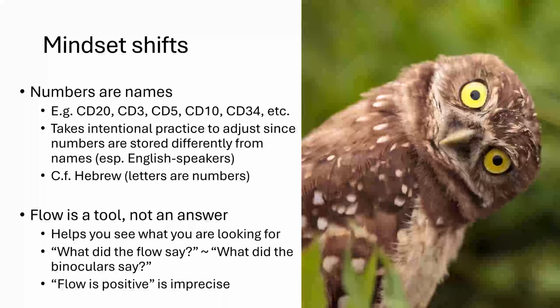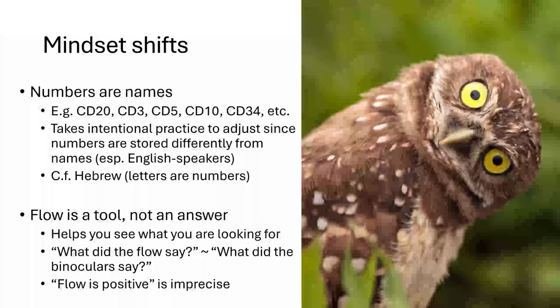Consider some mindset shifts for flow cytometry. The first one is that numbers are names. There are a number of CD markers that are used to identify different cells, such as CD20, CD3, CD5, lots of numbers. And it takes a bit of intentional practice to adjust, especially for English speakers, because we typically think of numbers as very separate from names.